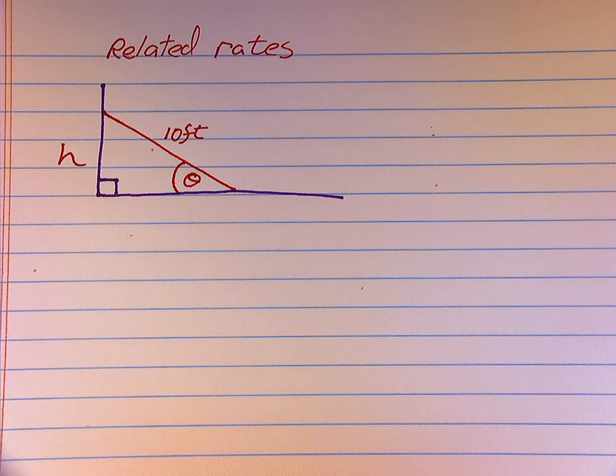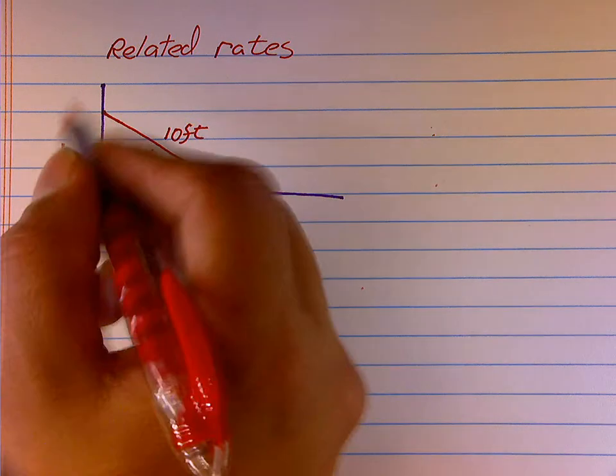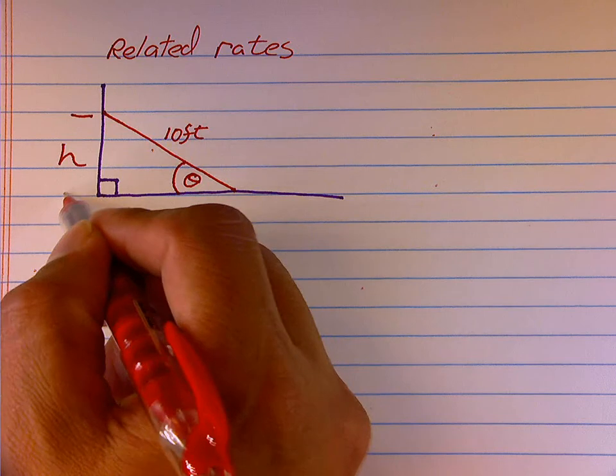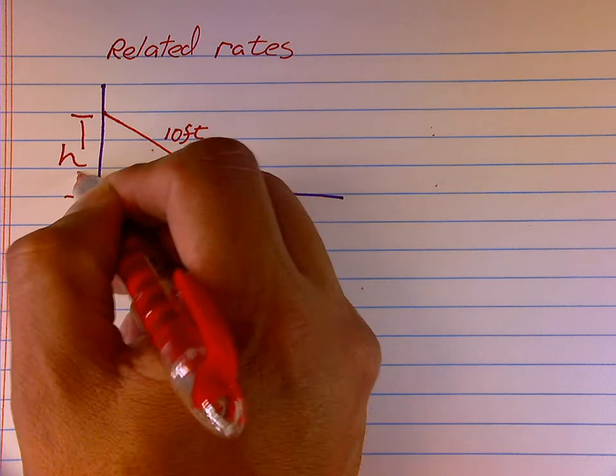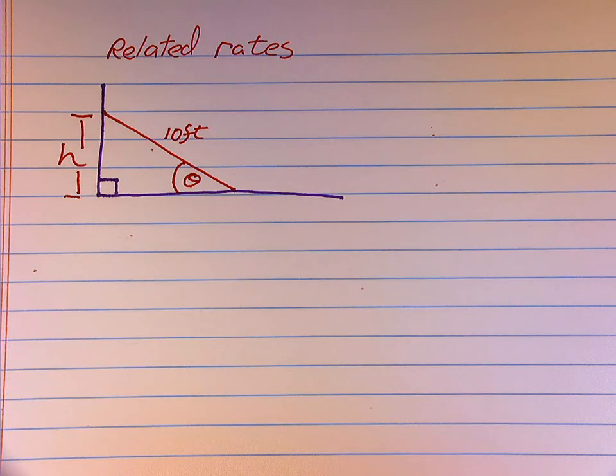Okay, I'm going to do an example of a related rate problem. What we're looking at is a 10-foot ladder up along the side of a wall, where h is the height from the bottom of the wall to where the ladder is touching it. So, that's my distance h. Theta is the angle between the ladder and the floor.